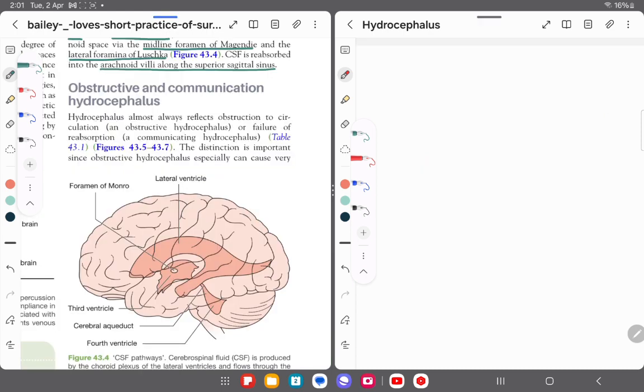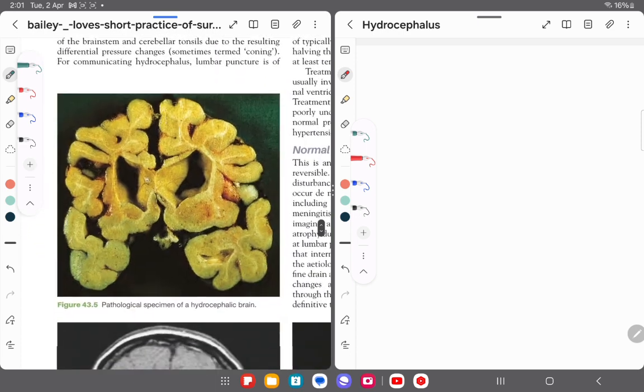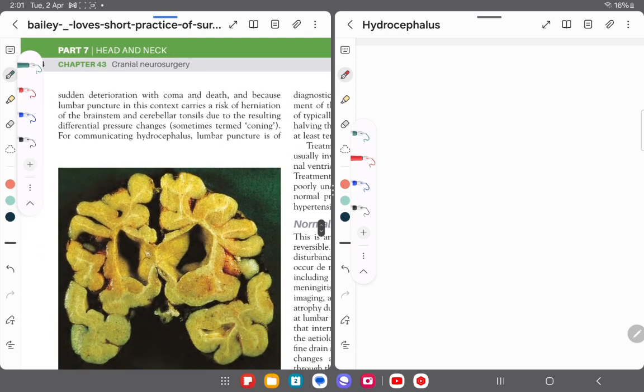So obstructive and communicating hydrocephalus almost always reflect obstruction or failure of reabsorption. The distinction is important since obstructive hydrocephalus especially can cause very sudden deterioration with coma and death. And because lumbar puncture in this context carries a risk of herniation of the brainstem and cerebellar tonsils due to resulting differential pressure changes, sometimes termed coning.